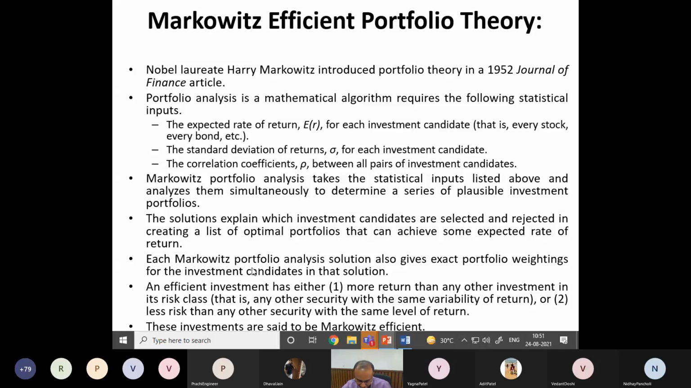So we define the efficient portfolio, right? The efficient portfolio is very important, okay? And then we mathematically derive the efficient portfolio, which is called the minimum variance portfolio. The variance is minimum, right? The risk is minimized. And then we go to the efficient frontier, okay?